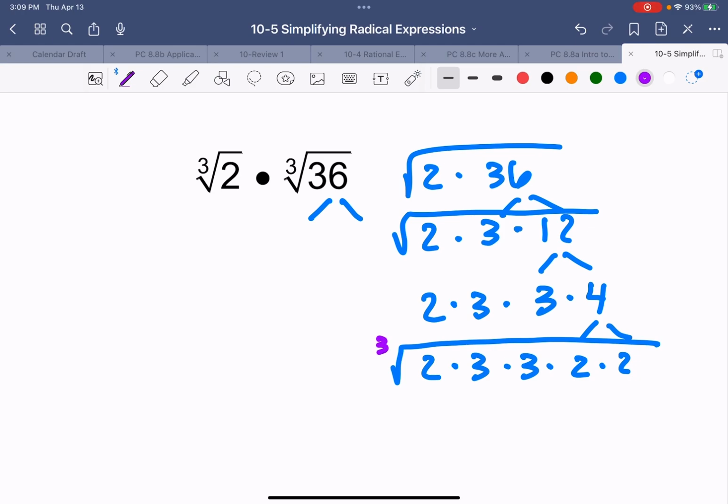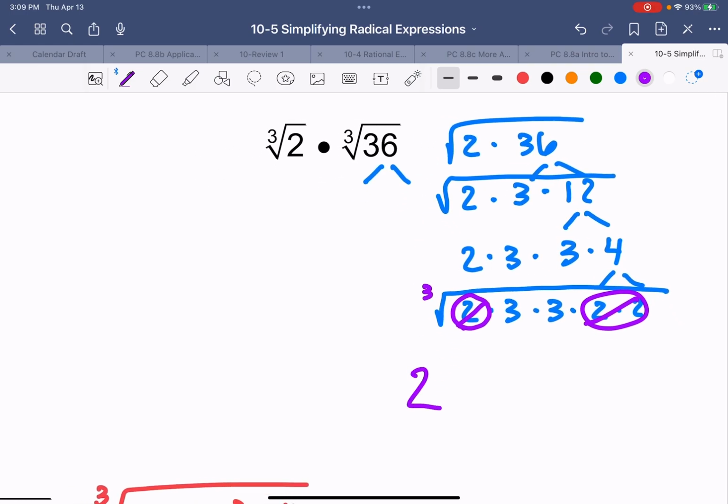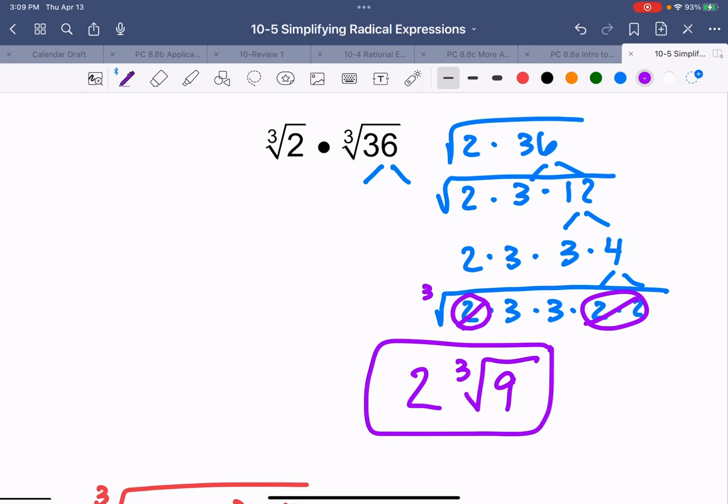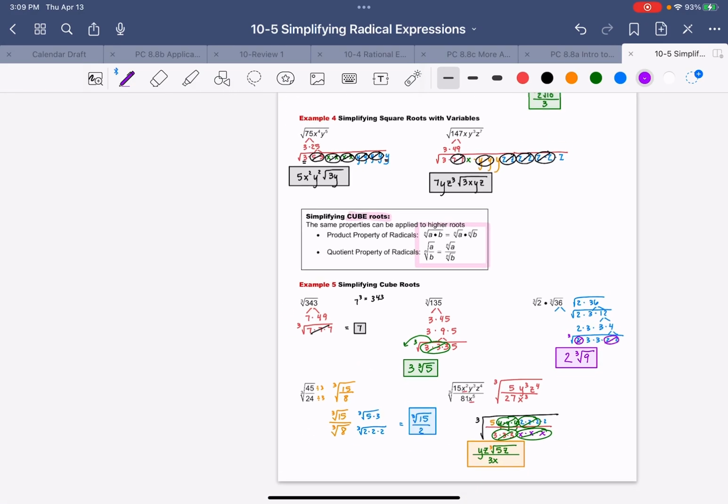It's a cubed root. So once again, I'm looking for cubes. 3 together. That becomes 2 times the cubed root of 9. All right. Now I think I finished them all.